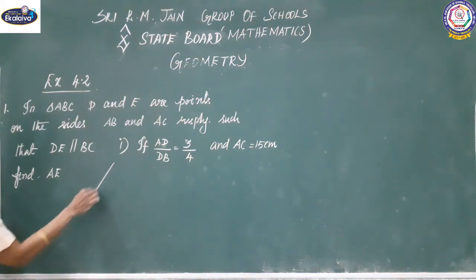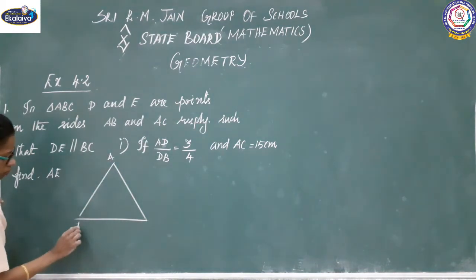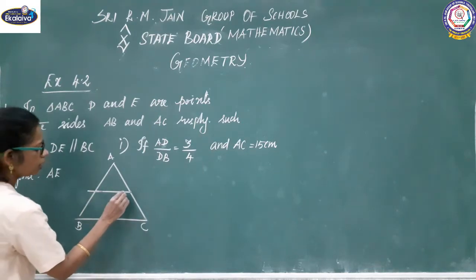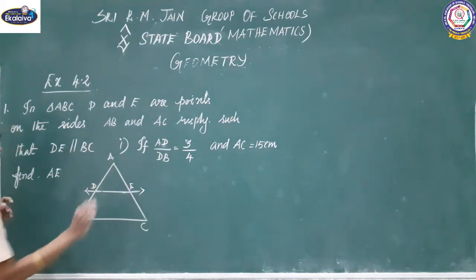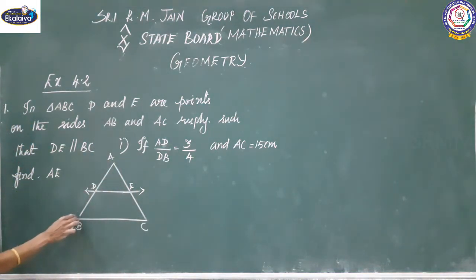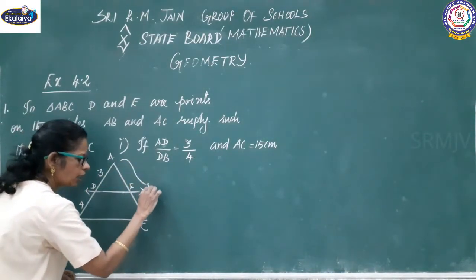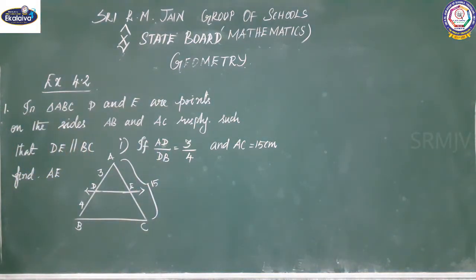Solution. First, I am going to draw the triangle ABC. The line is parallel, they said. D, E. Right? AD by DB, that means this has 3, this has 4. Then one more thing they given as AC equal to 15. Using the theorem, we are going to calculate what is AE.